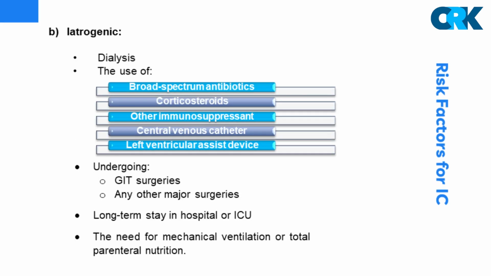Risk factors might also be iatrogenic, such as the need for any type of dialysis, especially hemodialysis, the use of broad-spectrum antibiotics, corticosteroids, and other immunosuppressants, a central venous catheter or left ventricular assist device, or undergoing gastrointestinal surgery or other major surgeries. Other risk factors include a long-term stay in a hospital or intensive care unit, or the need for mechanical ventilation and total parenteral nutrition.